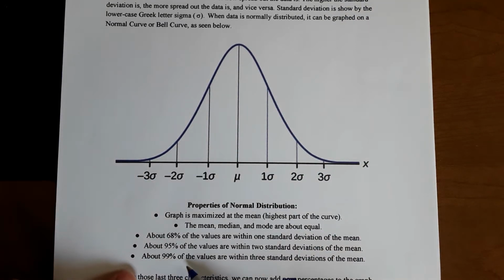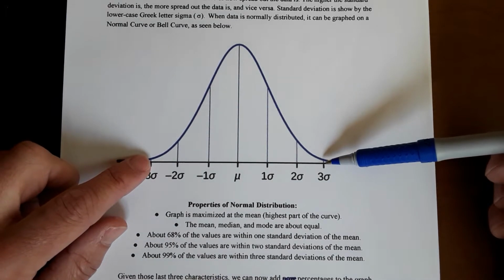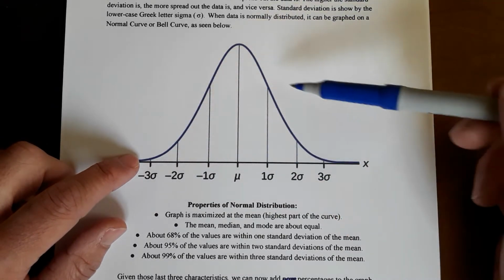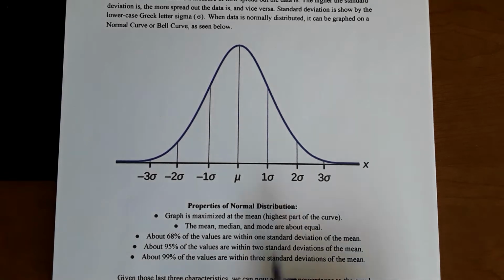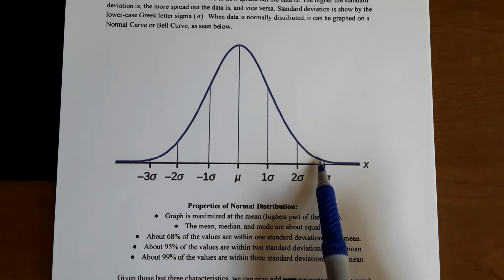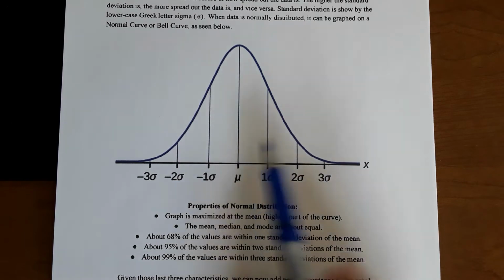And then the last one, about 99% of the data values are within 3 standard deviations, so we go a little bit further out here. So within that section of the curve, we've got 99% of the values. Now, based on those numbers, we can fill in percentage values for each of these sections here. So if we start with this first one, 68% are within 1 standard deviation.